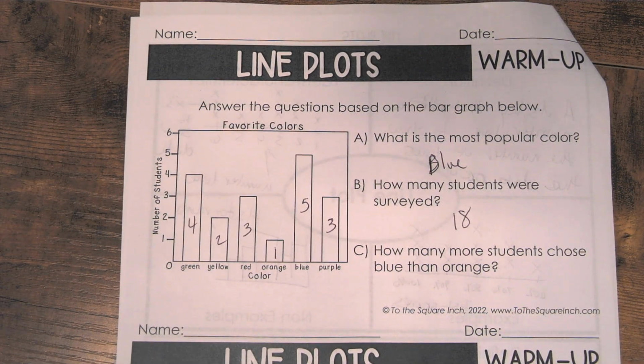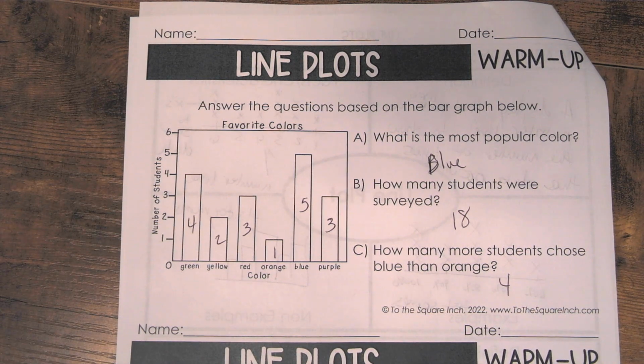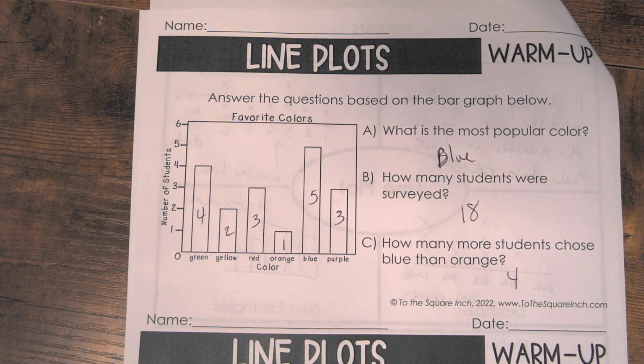How many more students chose blue than orange? 4. How did you find that? Just take 5 minus 1. All right, so when you have that, go to the next page. So that's a bar graph.